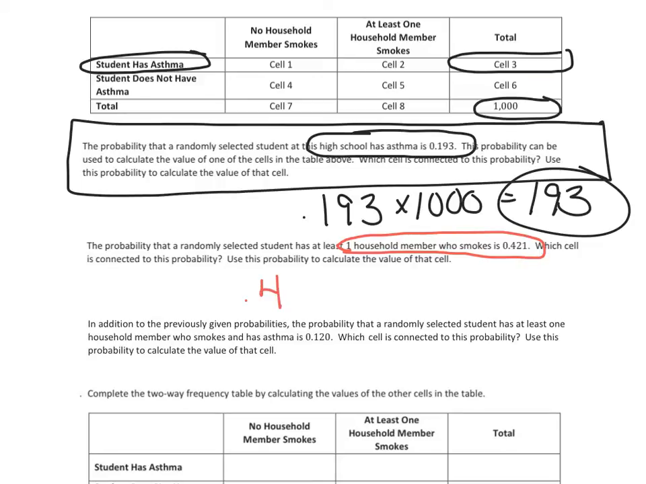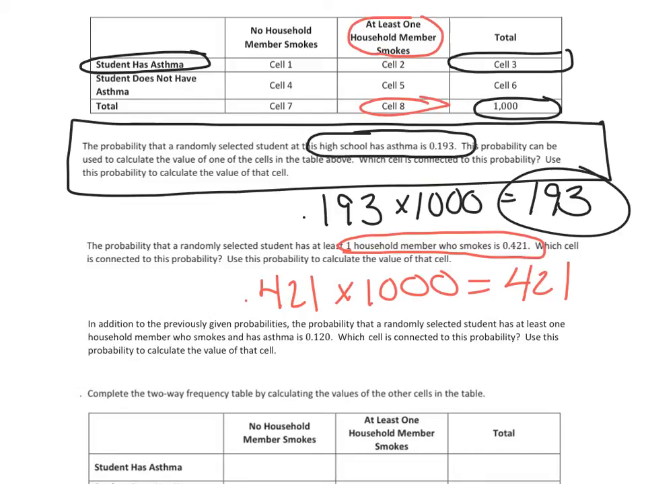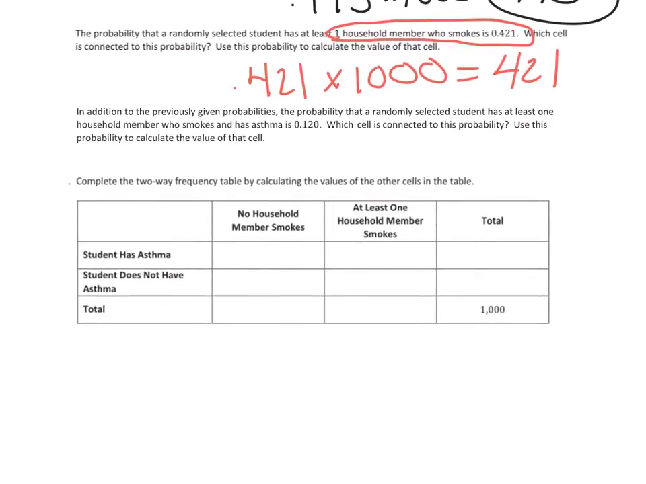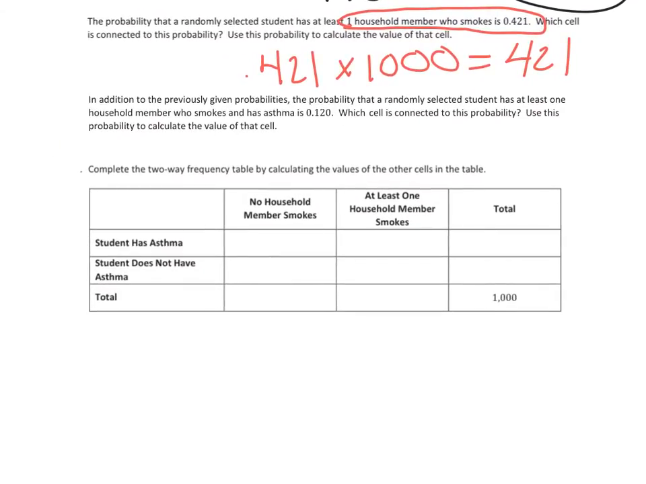So 0.421 times 1,000 hypothetical people gets me 421. So for household member that smokes, I'm going to have a total of 421. Now our goal is to complete this two-way frequency table. Like I said, we just figured out we have 421 total here and 193 total here.